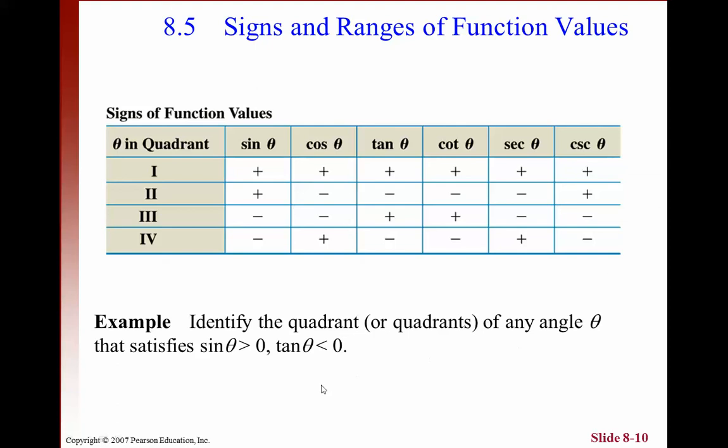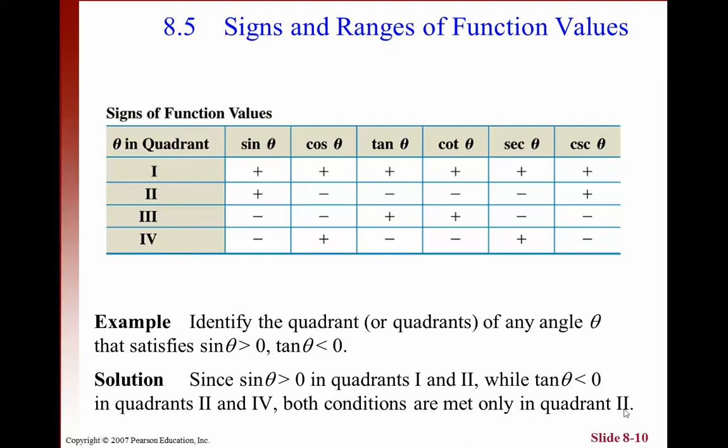So you'll have some problems like this down here at the bottom. Example: find the quadrant when it satisfies these two conditions. The sine is positive and the tangent is negative. Well, if you have this chart, it's pretty easy, right? Sine is positive here, but tangent is positive in quadrant 1, so that doesn't work. The only other place that sine is positive is quadrant 2, and sure enough, tangent is negative there, so it has to be quadrant 2. It's the only one that meets that requirement.